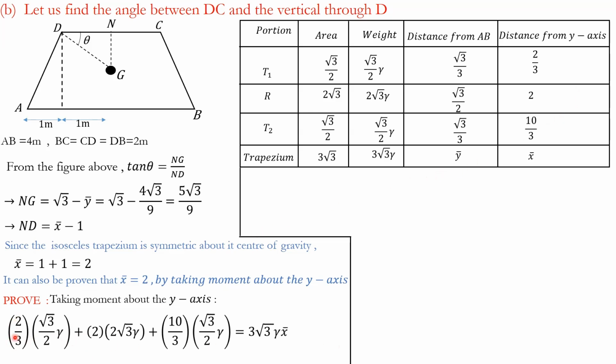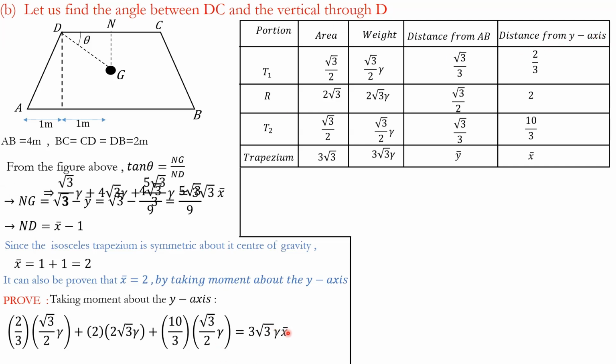Where 2/3 here corresponds to the distance from the y-axis of the triangle T1, times its weight, plus 2, which corresponds to the distance from the y-axis of the rectangle, times its weight, which is 2 square root of 3 times lambda, then plus 10 divided by 3, which corresponds to the distance from the y-axis of the second triangle, times its weight, which is square root of 3 divided by 2 times lambda, equals the weight of the whole lamina, which is 3 square root of 3 lambda, times x bar, corresponding to the distance from the y-axis of the lamina, which we want to obtain here.